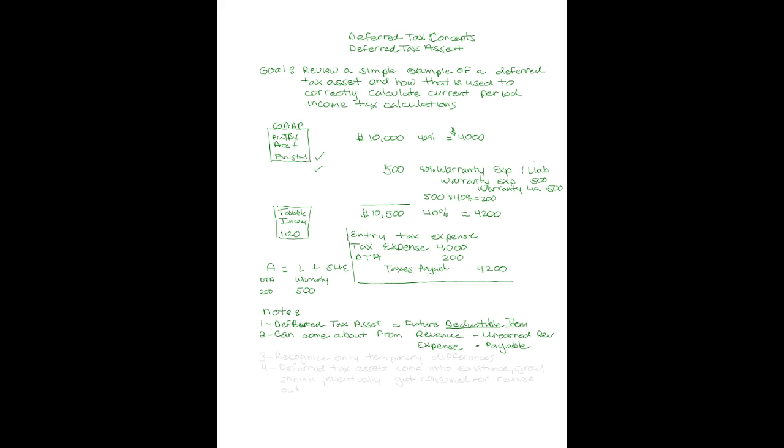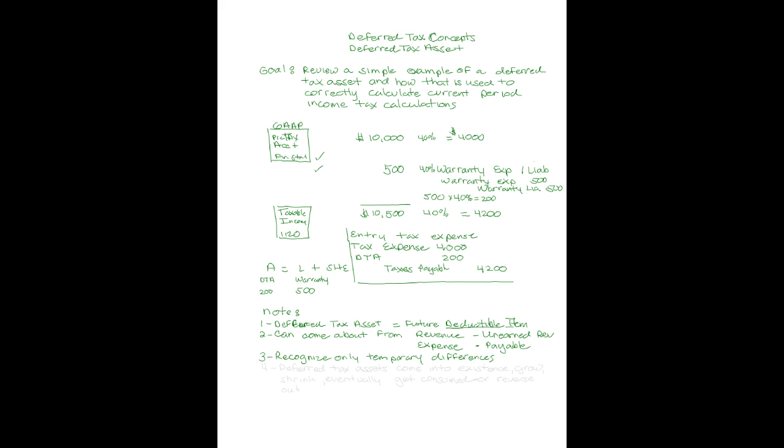You can't really memorize if something's going to be added in or subtracted out by if it's an expense or a revenue. You really have to understand, did the originating entry create a liability? If it did, then it's a deferred tax asset. If the originating entry created an asset, then it sets up a deferred tax liability. They always net.